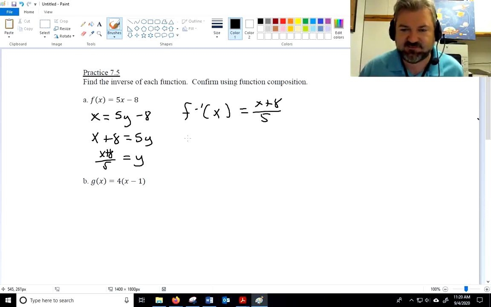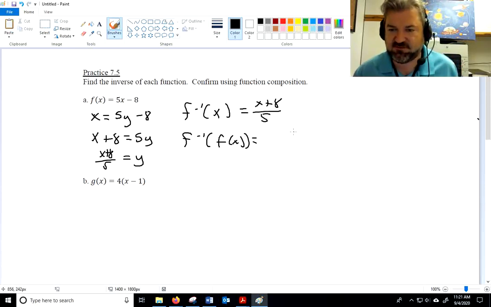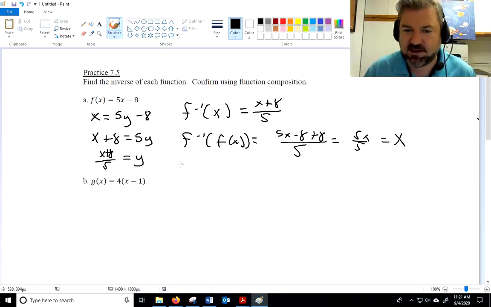So then I have to check by function composition. So let's do f inverse of f of x first. So I'm going to replace the x in f inverse with f of x. So x plus 8 will be 5x minus 8 plus 8 all over 5. The 8's go away, and the 5's reduce.